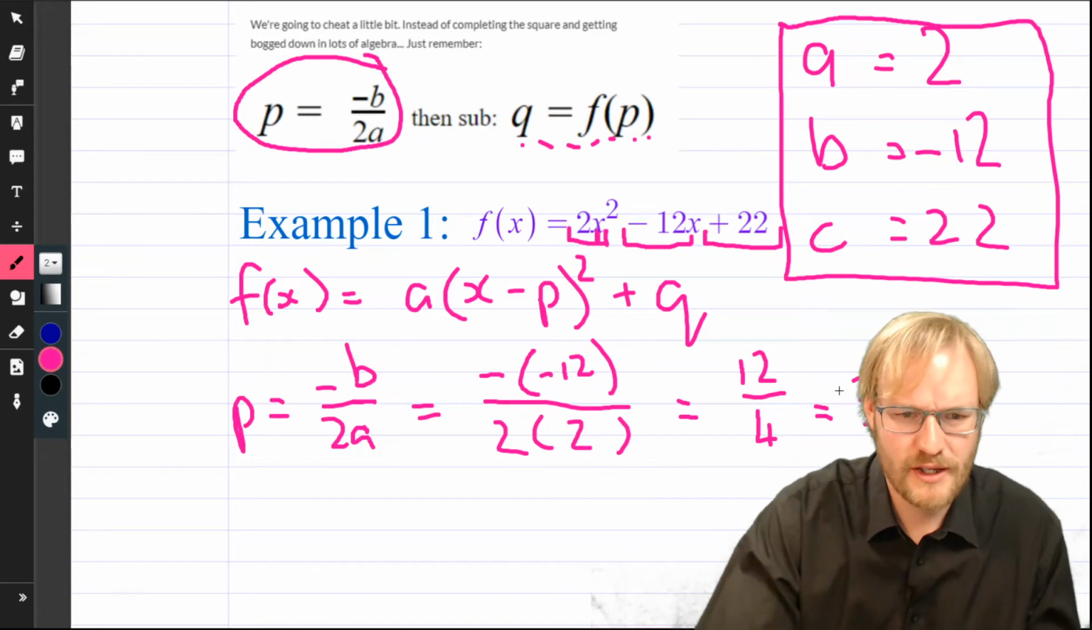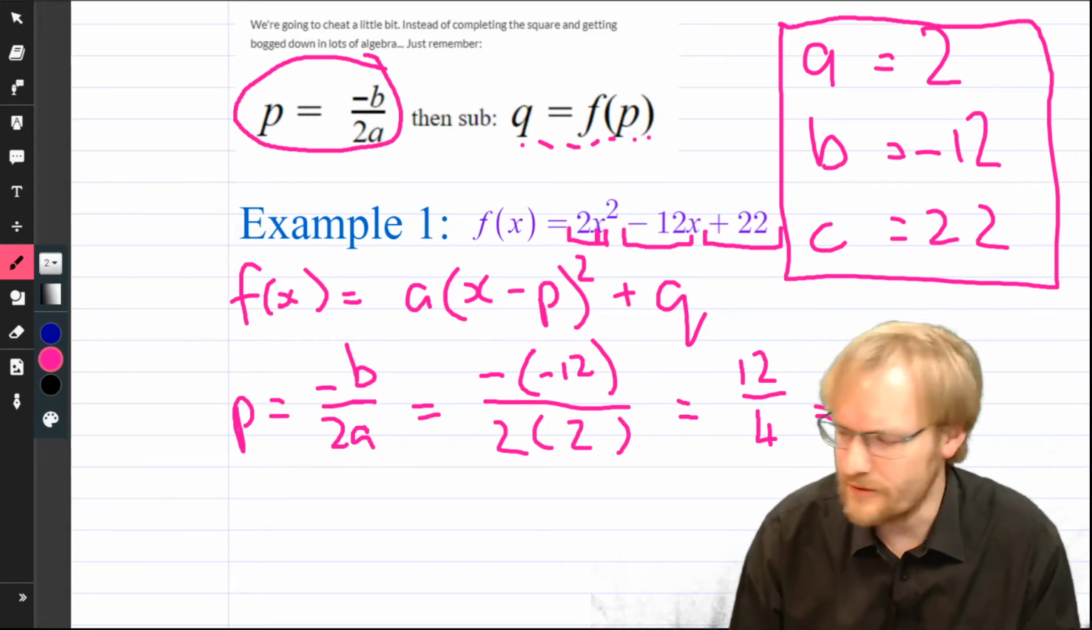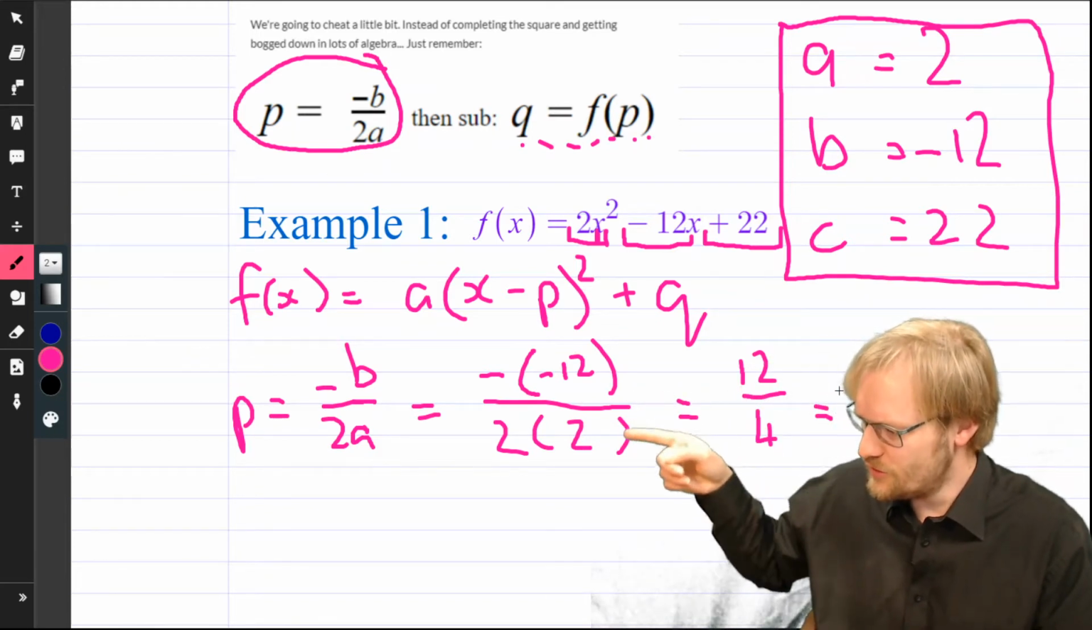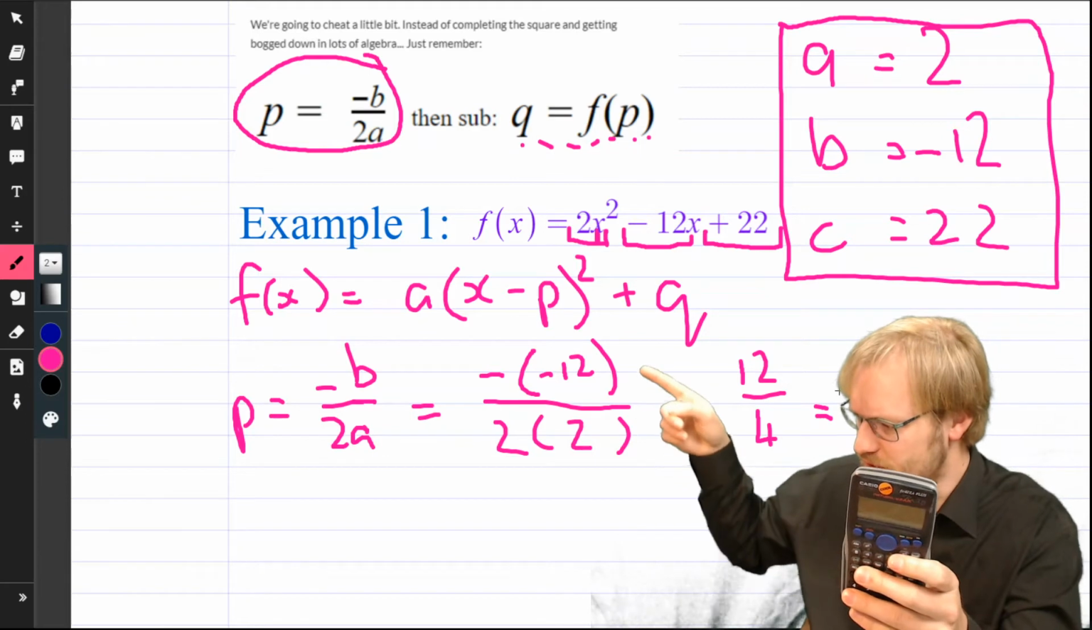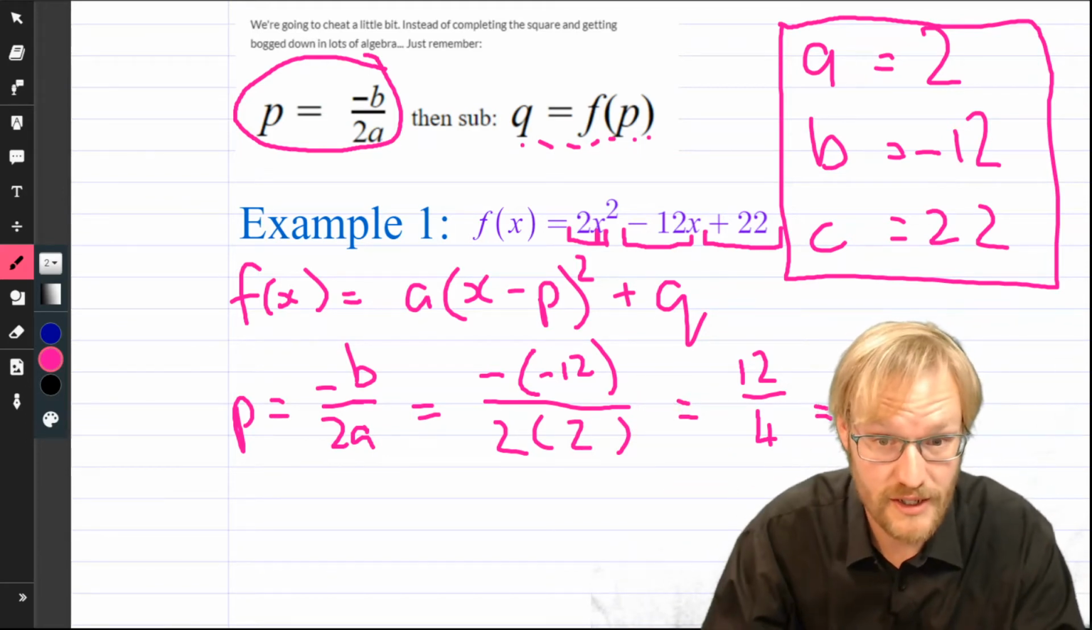But of course, at the stage when you had the negative 12, you could have just punched that into your calculator and got the answer, which would have been 3 in either case.